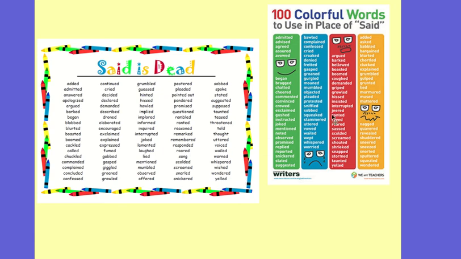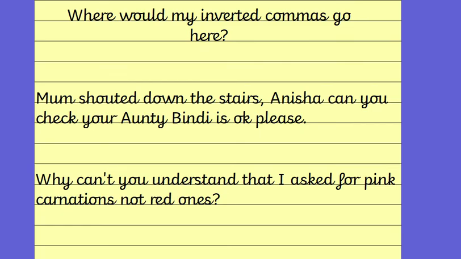So you've got words like convinced, sobbed, stammered, revealed, questioned, suggested. So suggested might be quite a nice one to use when Anisha is suggesting that she calms down. Okay, so there's lots of words there that you can come back to or go to on the flip chart page to help you instead of using said.